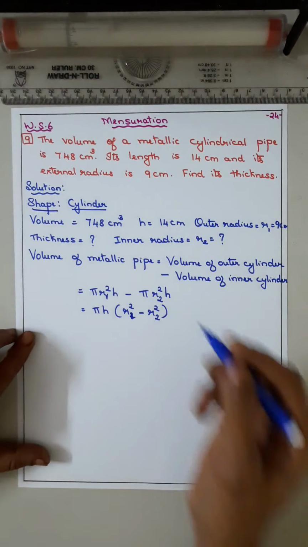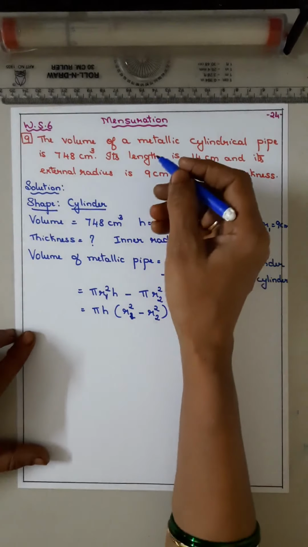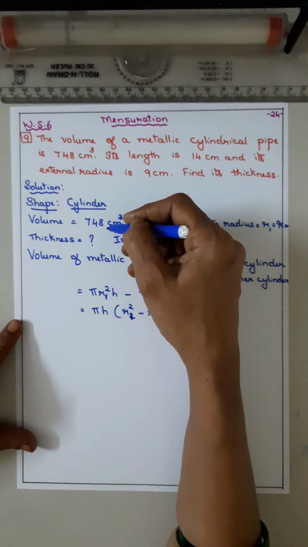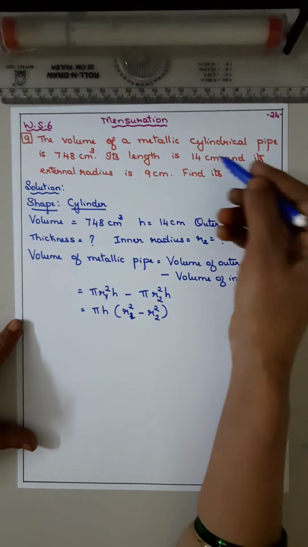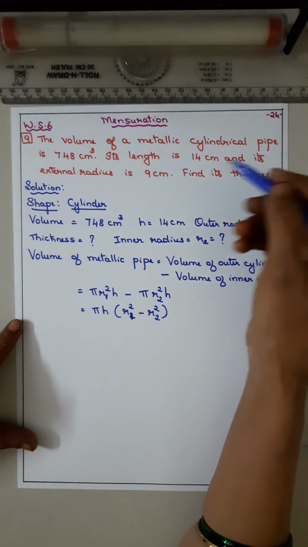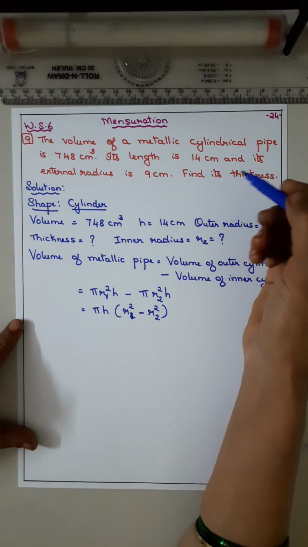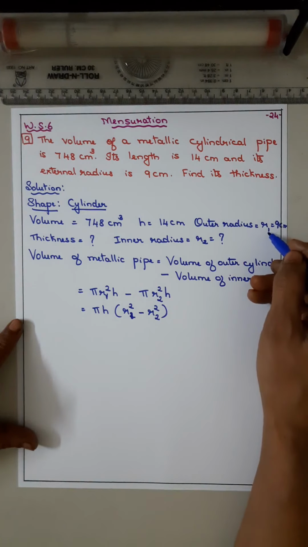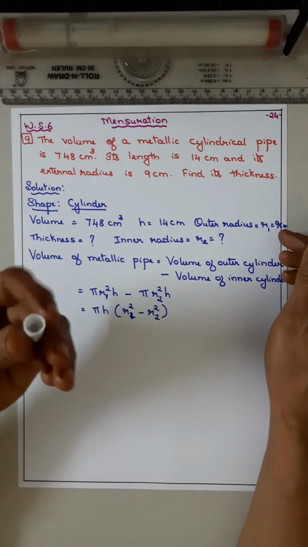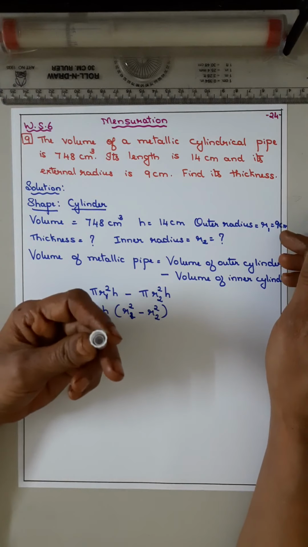Shape, it is a cylinder. Whatever is given, write it first. Volume is equal to 748 centimeter cube. The length means the height is 14 centimeter. Then external radius, that means outer radius R1 is equal to 9 centimeter. Find the thickness. Already I have mentioned this type of sums.